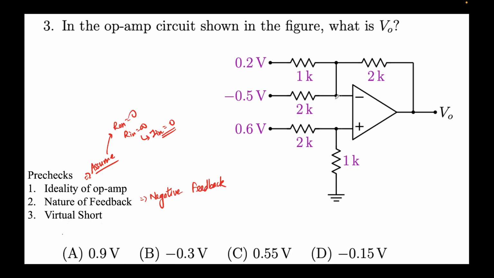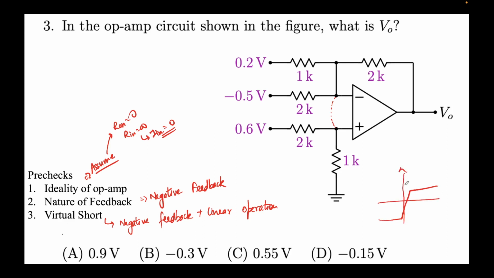So what do we mean by virtual short? We saw that this negative terminal and positive terminal are almost equipotential. Why is that happening? We again saw that when operating in the linear region, and this is also true when there is negative feedback plus linear operation. We saw two regimes, right? There was one linear regime for an operational amplifier. We saw this kind of behavior, right?